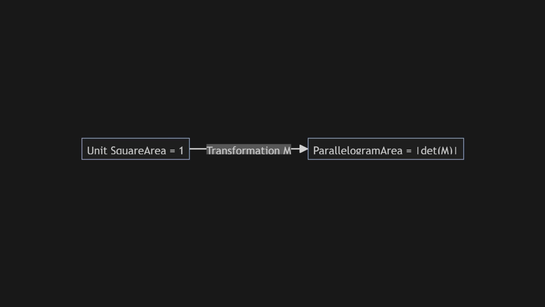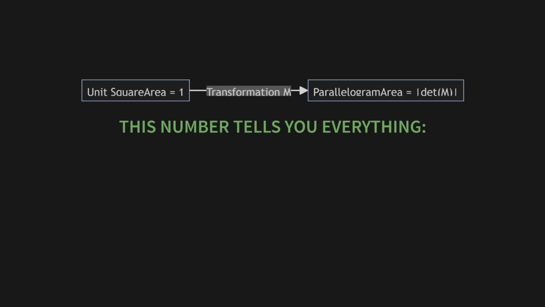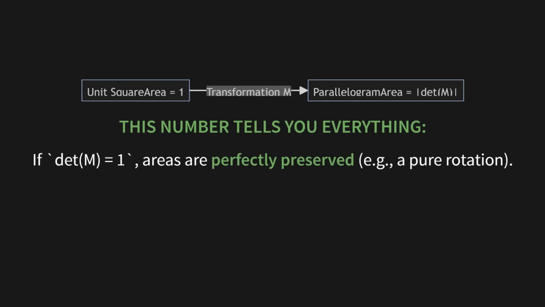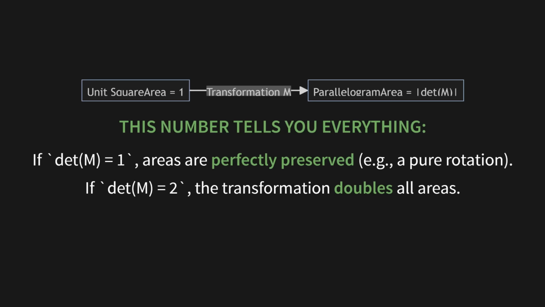You apply a transformation, M, and it becomes a parallelogram. The area of that new parallelogram is the absolute value of the determinant of M. This one number tells you everything. For example, if the determinant of M is 1, then areas are perfectly preserved. This is what you see in a pure rotation. If the determinant of M is 2, the transformation doubles all areas.